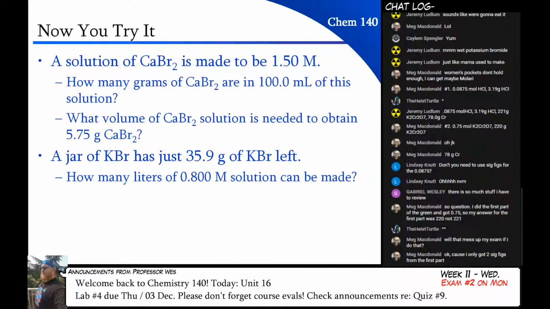These are all manipulations of the molarity formula, so try using MV equals moles and solve for the appropriate thing that you need. And then answer the question as written. So I'll give you 4 or 5 minutes to do that, and then we'll go over the answers, and then we'll call it a day.